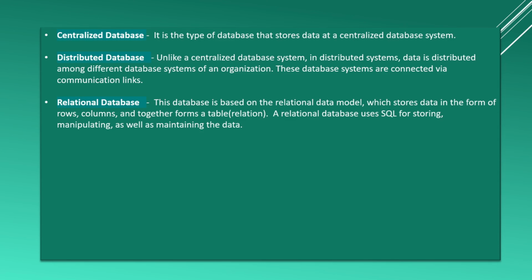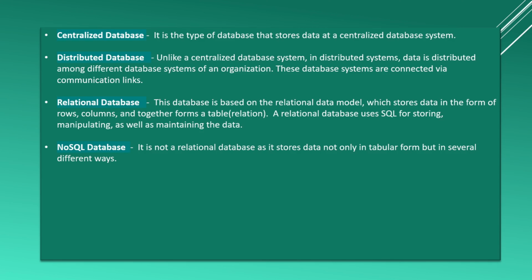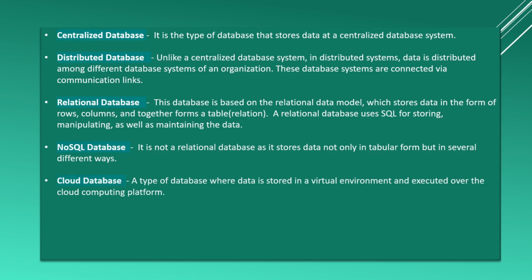Next is relational database. This database is based on the relational data model, which stores the data in the form of rows and columns. Next is NoSQL database. It is not a relational database as it stores the data not only in tabular form but in several different ways. Next is cloud type database. This is a type of database where the data is stored in a virtual environment and executed over the cloud computing platform.